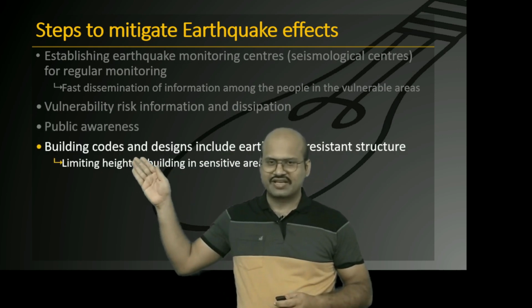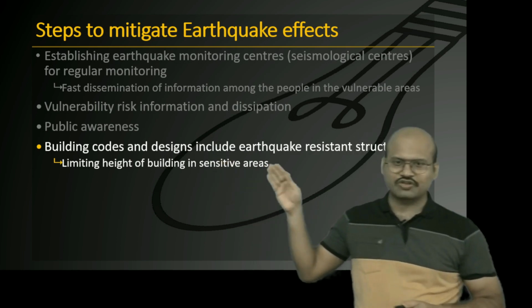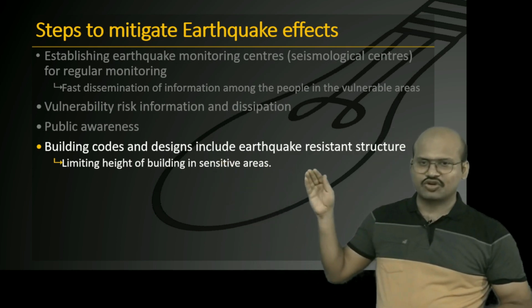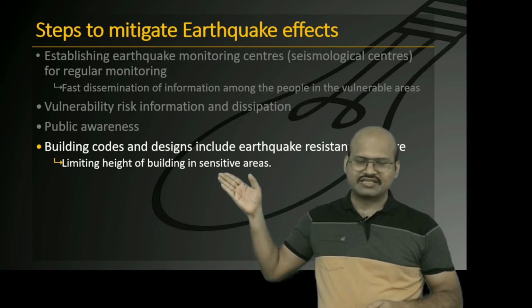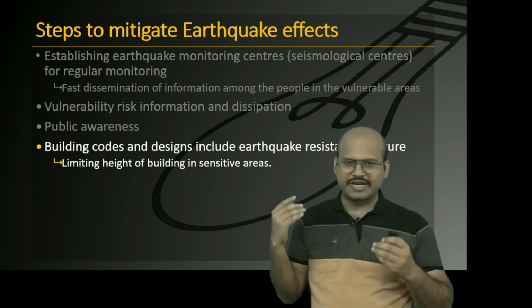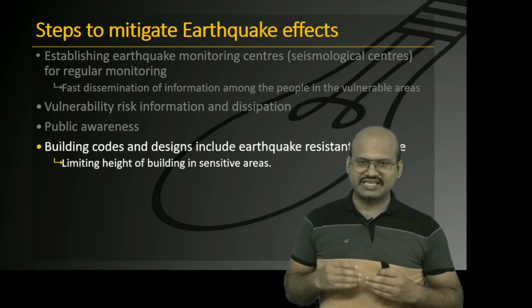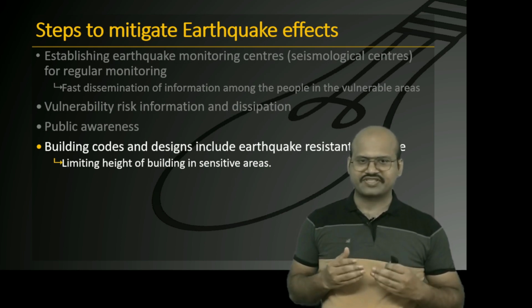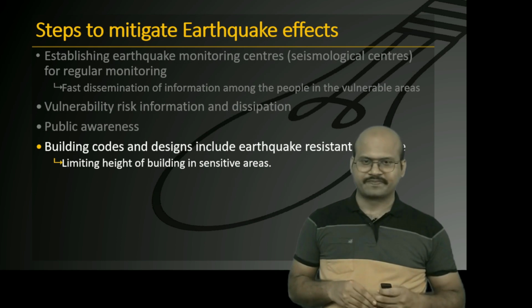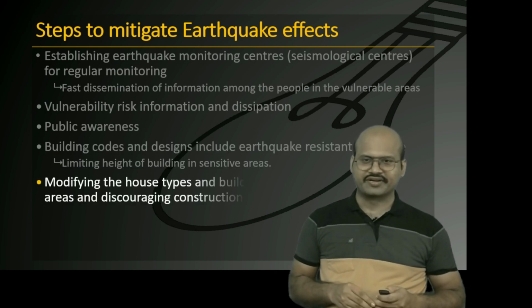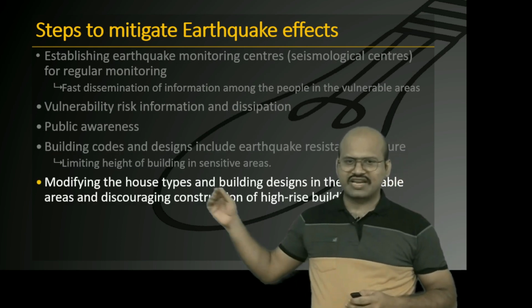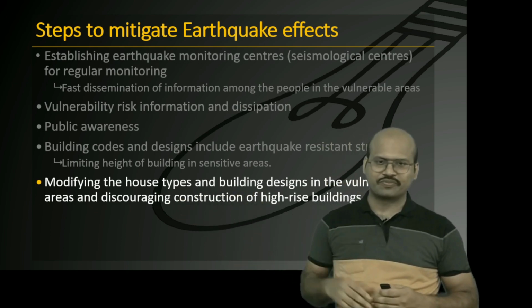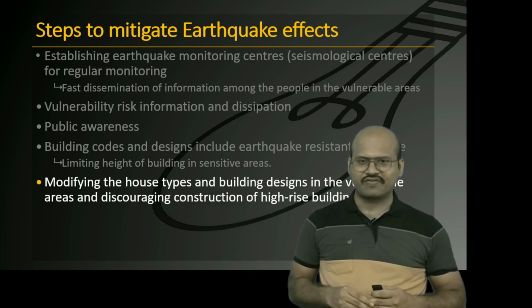Building codes and designs should include earthquake resistant structures. They should limit the height of buildings in these areas. So it should be made mandatory by the government that in these regions there must be some earthquake resistant steps included in the building. In fact, the height should also be limited. House types and building designs can also be changed to mitigate the effect of earthquakes.